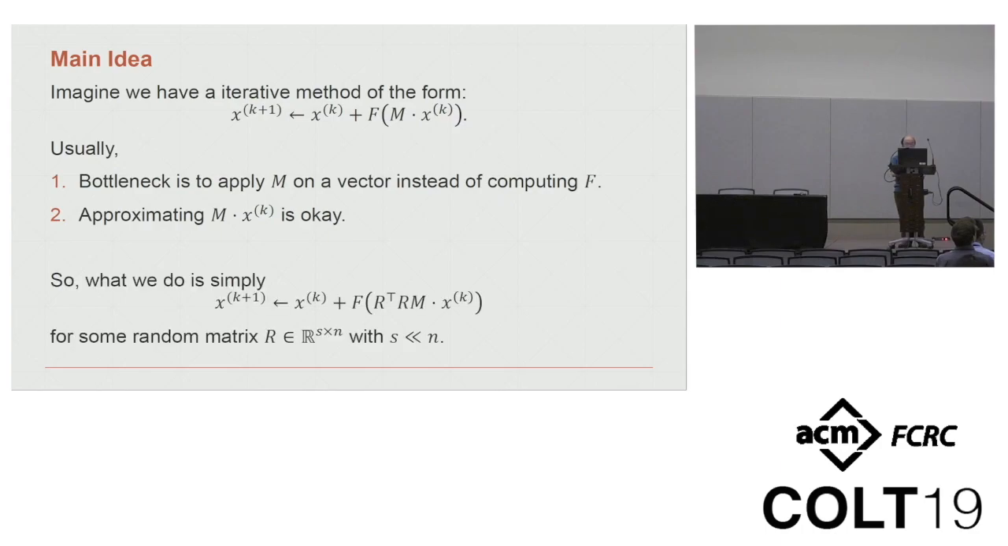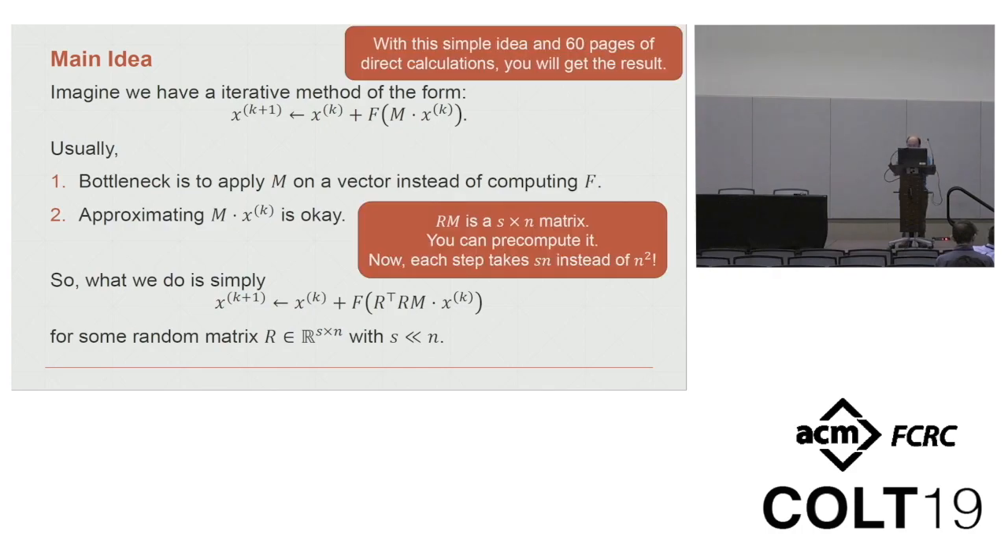So our technique is super simple. Since we don't need to multiply the matrix exactly, we just add a sketch there. So instead of computing M times x, we compute R transpose R times M times x. And R will be a wide matrix. Why is this better? Because let's say in the very first iteration, you generate a random matrix R. Now you can pre-compute R times M. This will be a wide matrix. Then in all the steps later on, you just need to multiply the wide matrix by a vector, which will be faster than multiplying a square matrix with a vector. Precisely, if RM is an s by n matrix, then each step will take sn instead of n squared time. So with this idea and a lot of calculation, you will get this result.